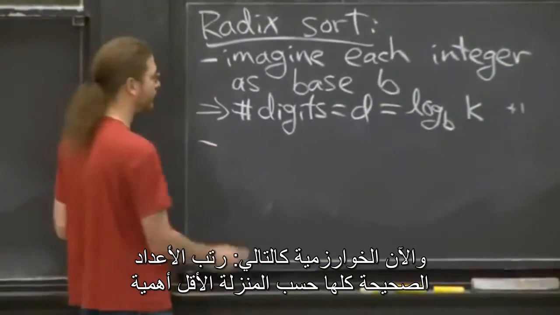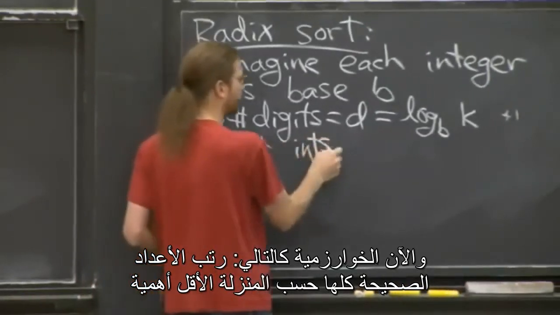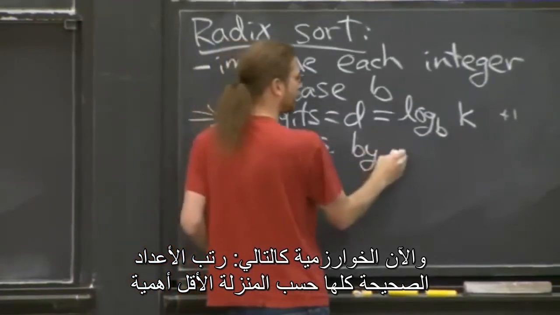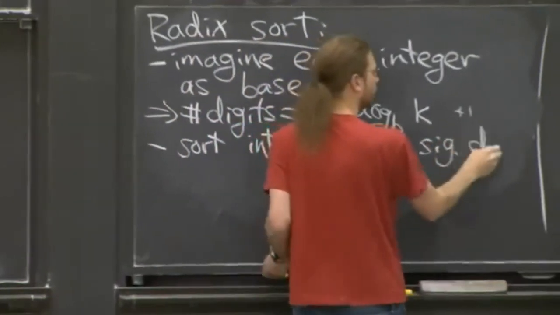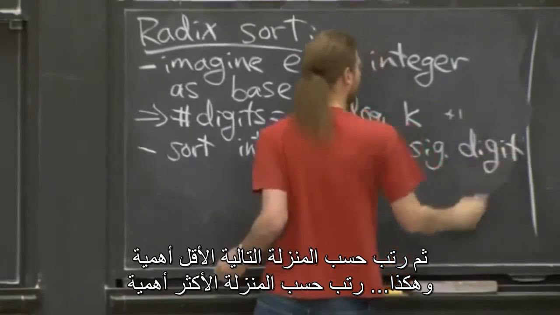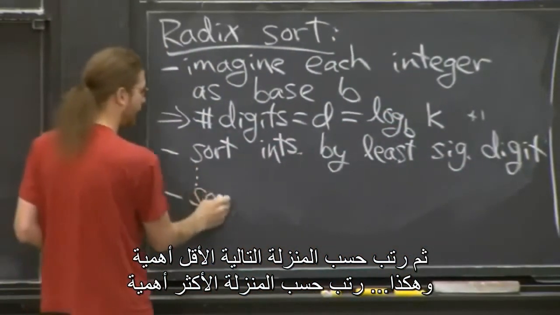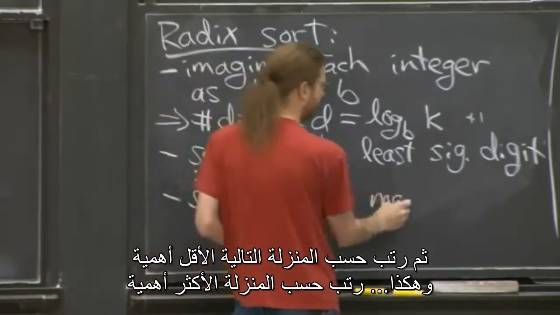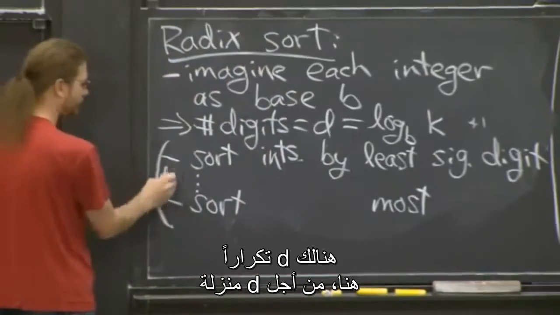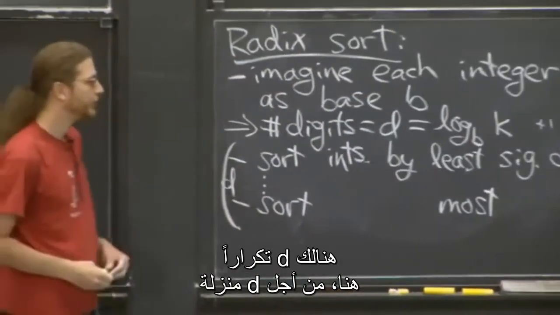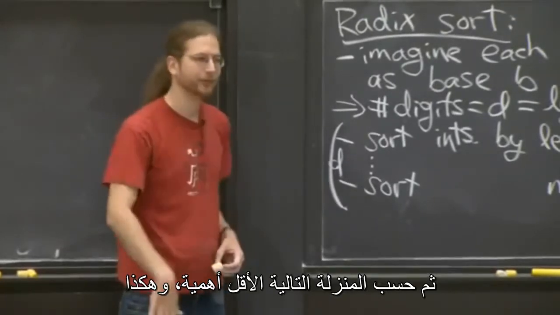And then the algorithm is as follows. Sort the integers, all of them, by the least significant digit, sort by the next least significant digit, ..., sort by the most significant digit. So there are d iterations here for d digits. Just sort all the integers by the least significant, all the integers by the next, and so on.